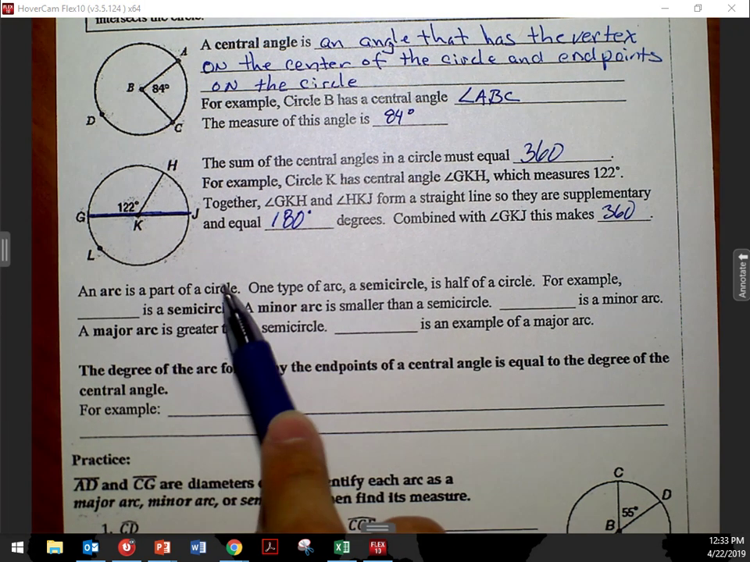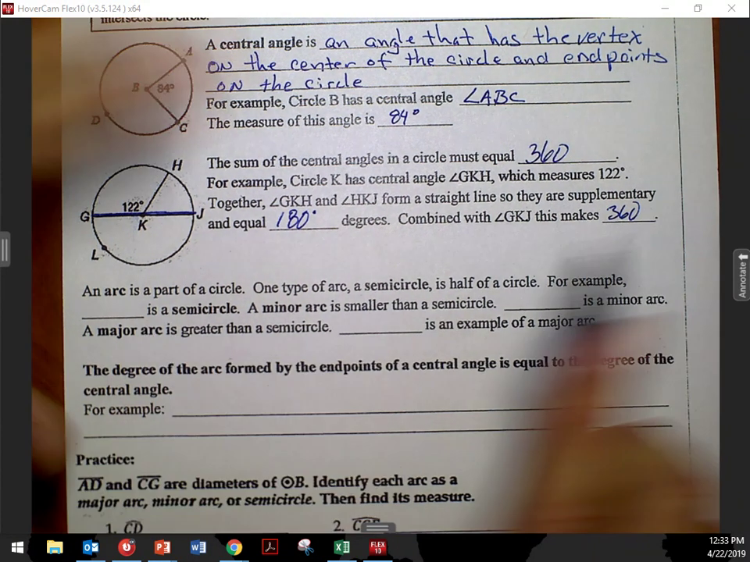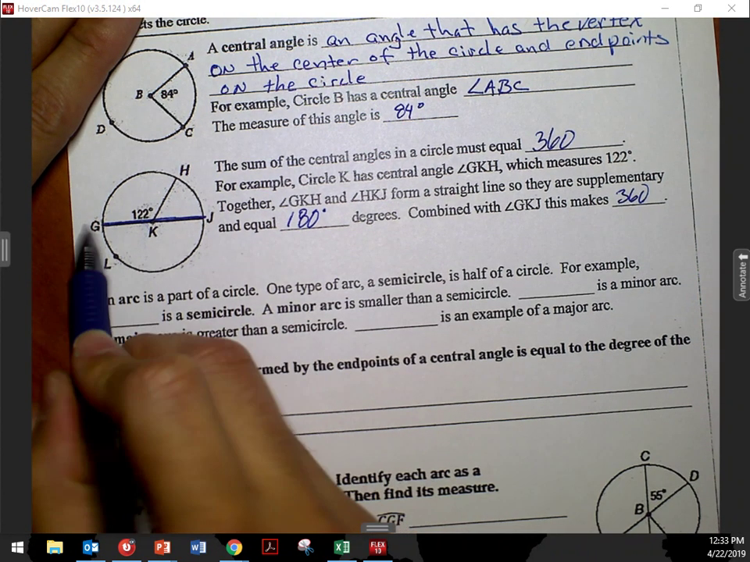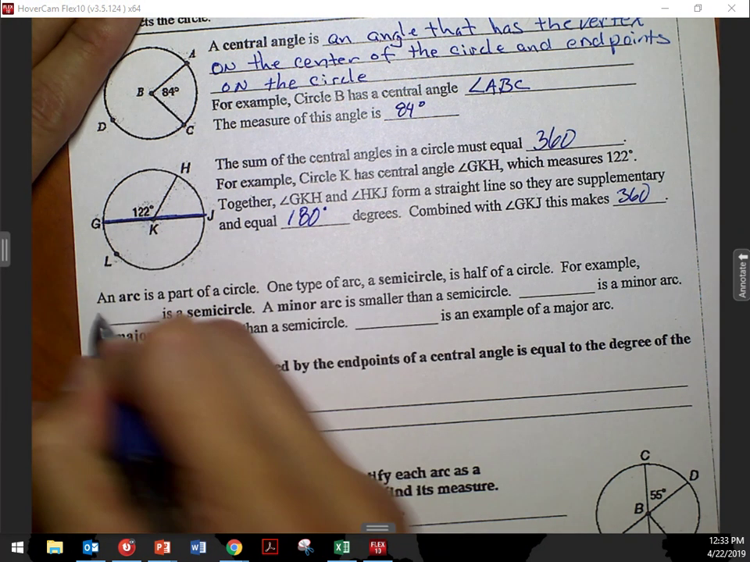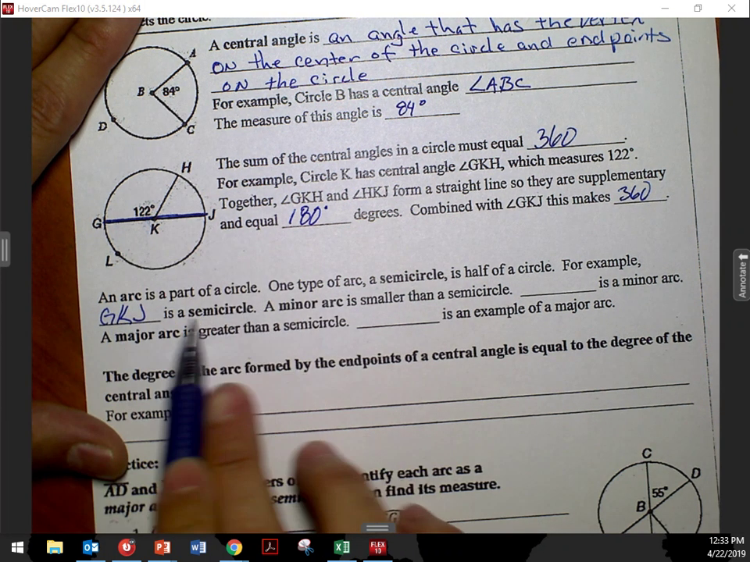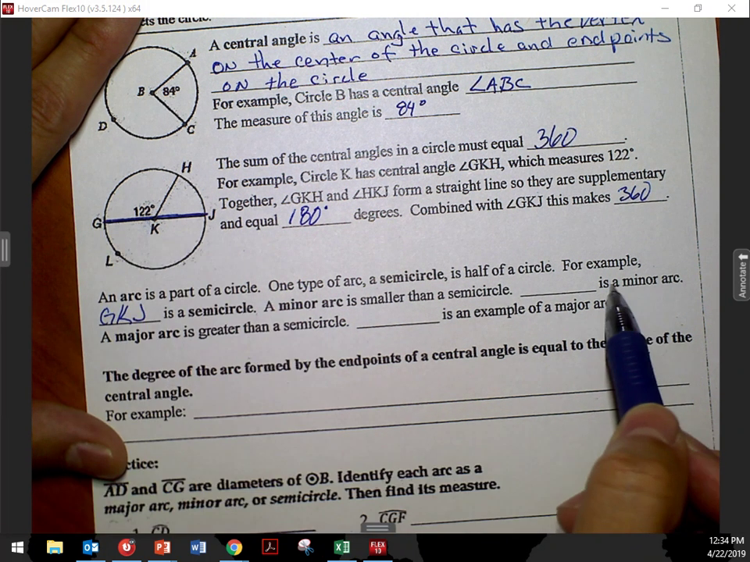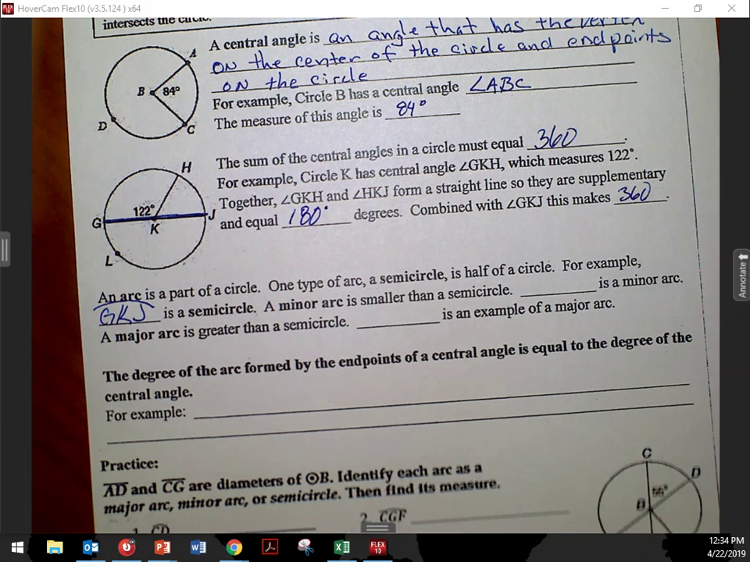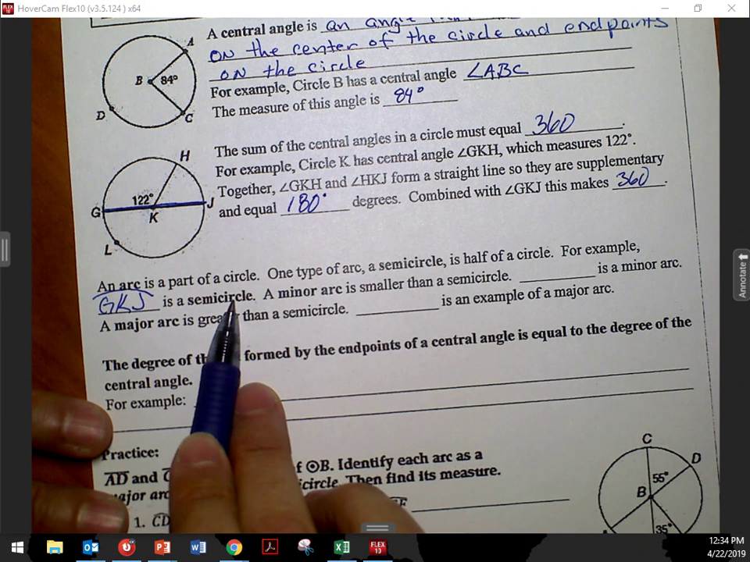An arc is part of a circle. One type of arc is a semicircle, which is half a circle. For example, blank is a semicircle. So up here, what was a semicircle? Give me the name up here. 180. GKJ. GKJ is a semicircle. So that's going to be this piece right here, right? Half circle. And the notation for this, you draw an arc over the top. Half a circle is how many degrees?